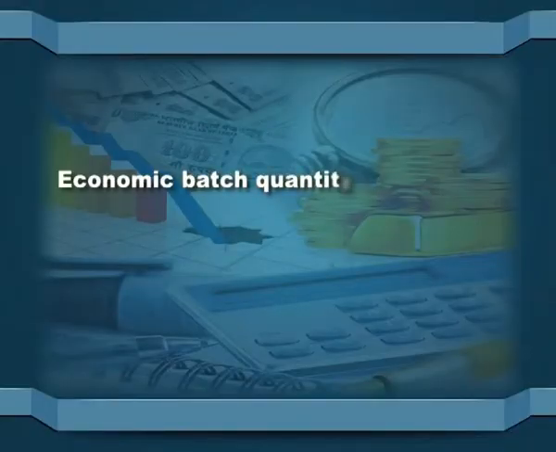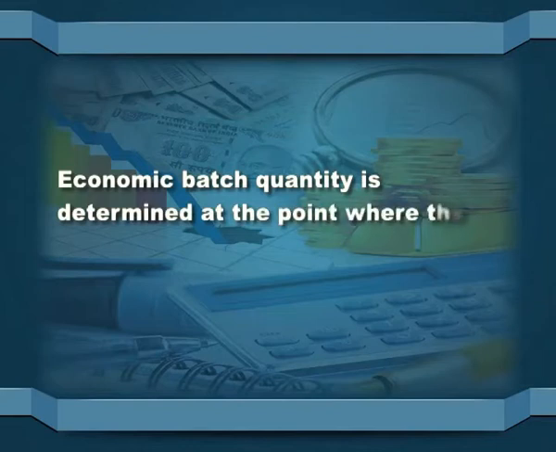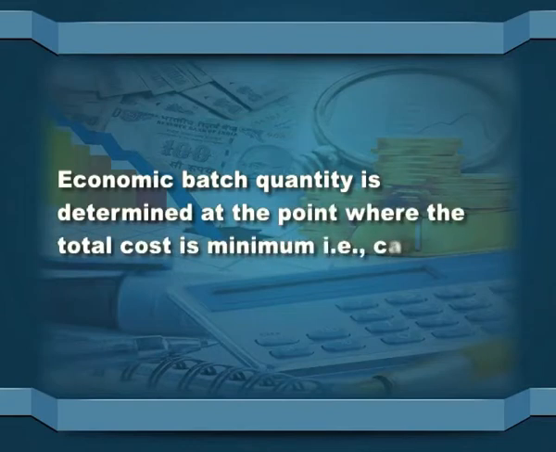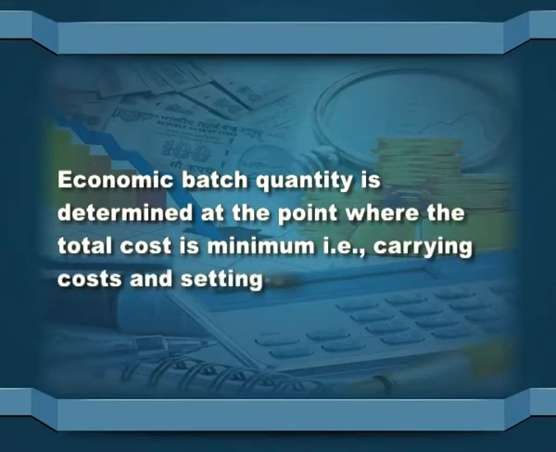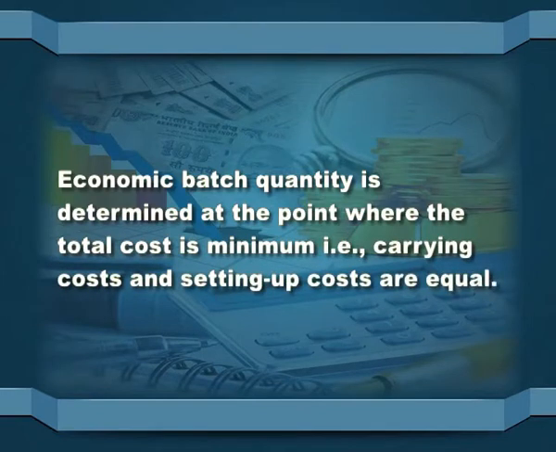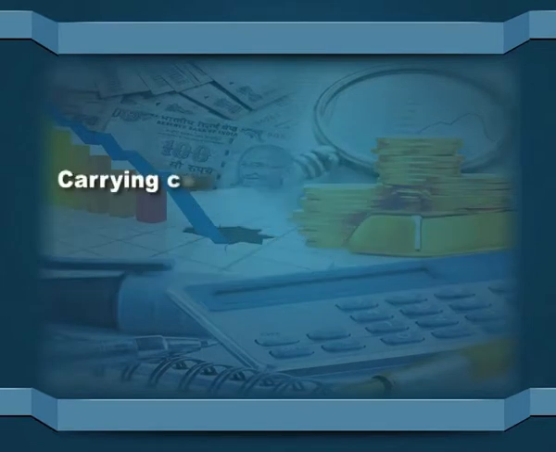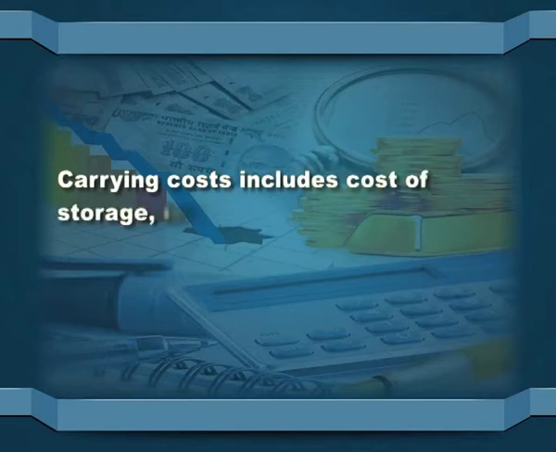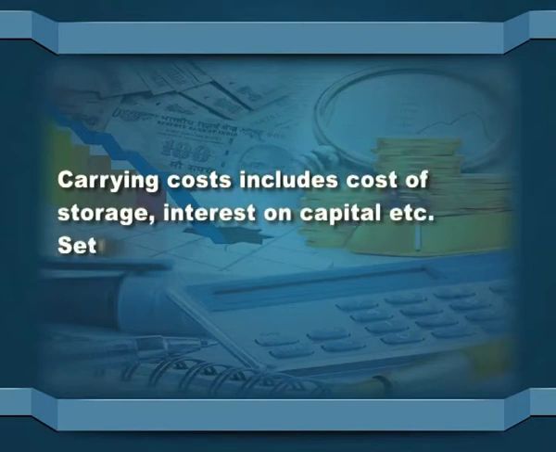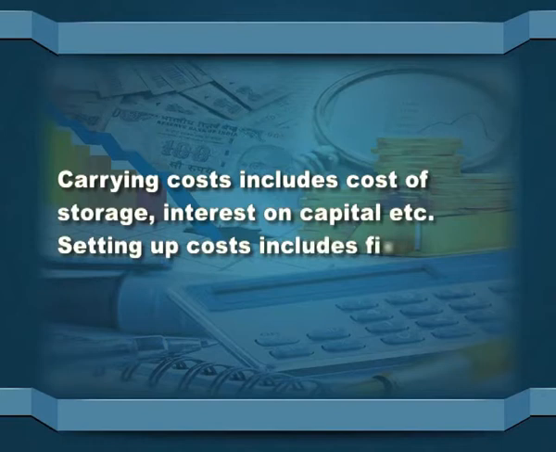One of the most important decisions in batch costing is to determine the optimum size of a batch. Economic batch quantity is determined at the point where the total cost is minimum, that is, carrying costs and setting up costs are equal. Carrying costs include the cost of storage, interest on capital, etc. Setting up costs include fixed costs per batch.